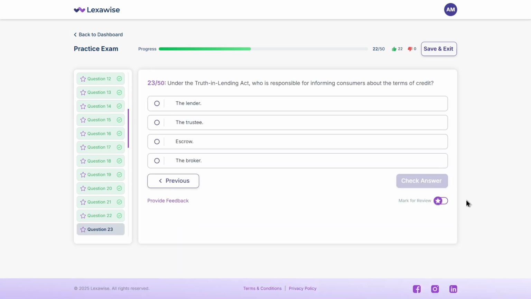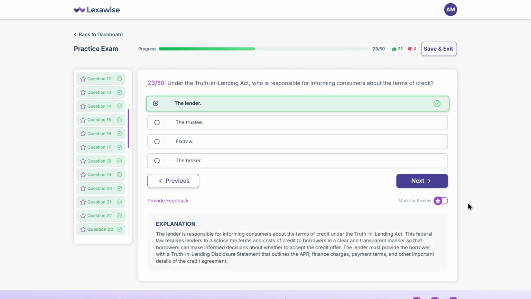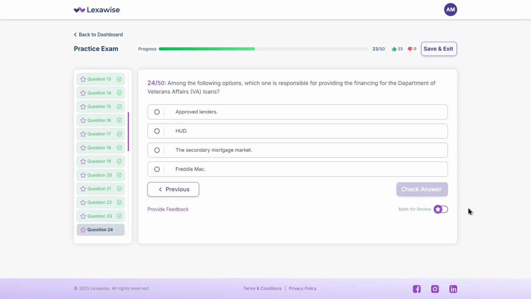Under the Truth in Lending Act, who is responsible for informing consumers about the terms of credit? A. The lender. B. The trustee. C. Escrow. D. The broker. Think it through. The correct answer is A. The lender. It's the lender's legal duty to provide clear, written disclosure of credit terms so borrowers can make informed decisions. Let's take a look at VA loans.